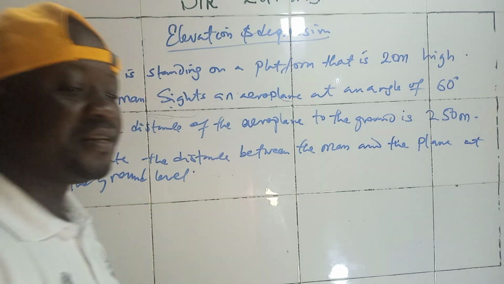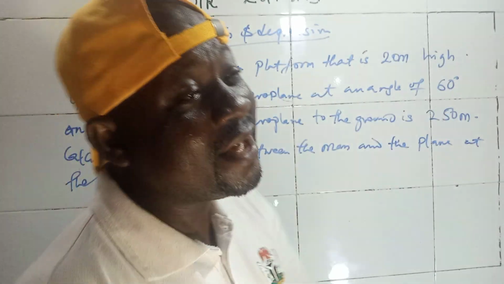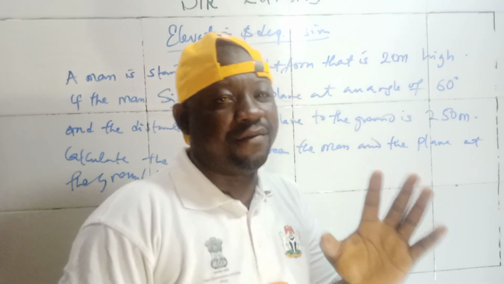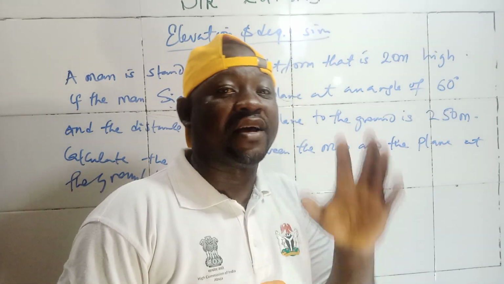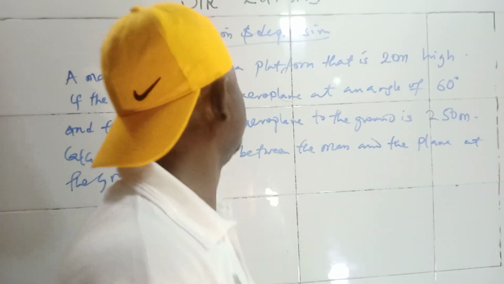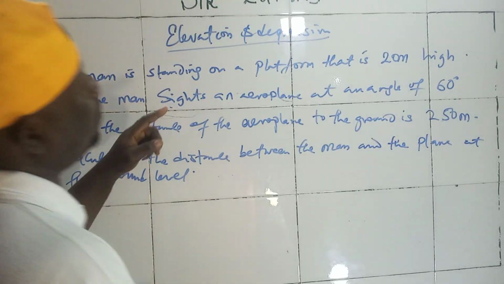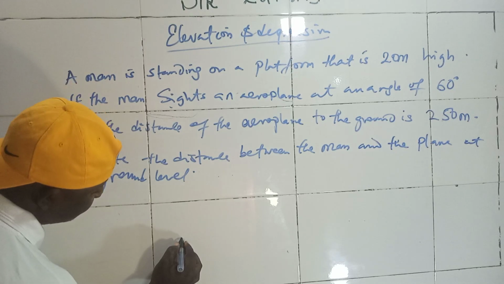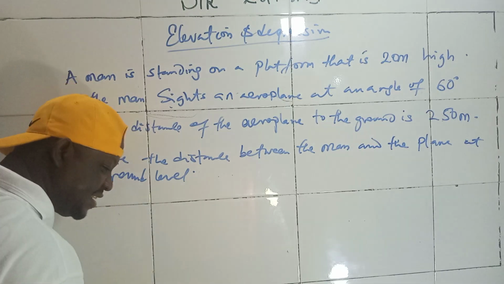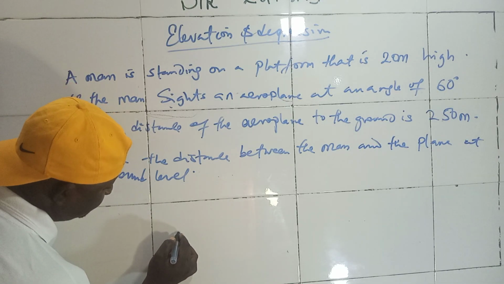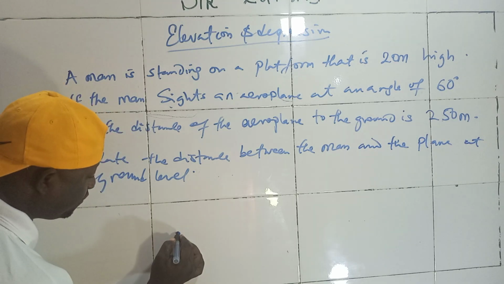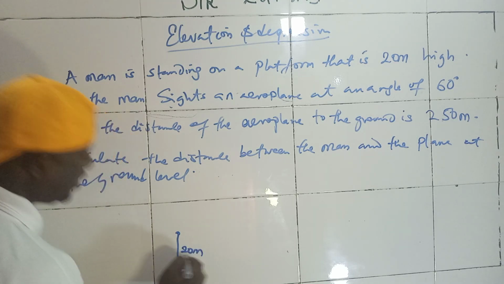When you are solving mathematics, the first thing you do is to bring out the preambles, as in those things that you are given. So from what you are given, you can determine what you are not given. Here they say the man is standing on a platform that is 20 meters high. So this platform is standing on the ground. This is the platform. Let's say this is the ground. This platform is 20 meters high.